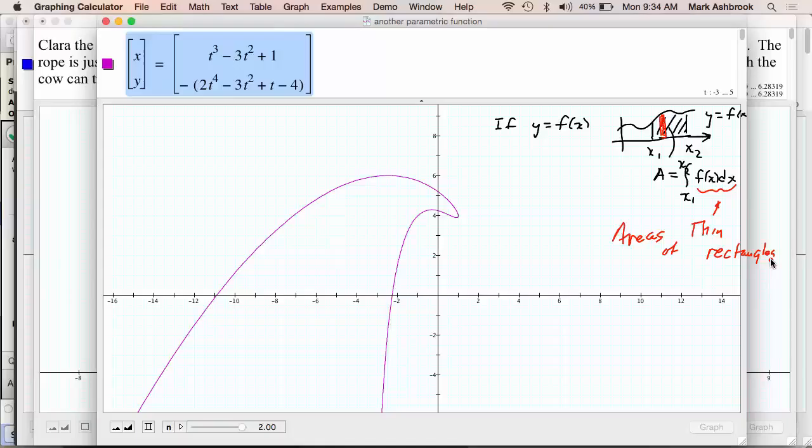And then the integral was a sum. Sum up the areas of lots of little thin rectangles as you go from left to right, x1 to x2, gives us that area under the curve. And if that curve went below the x-axis, that would have a negative effect on the total area. So integral actually computes a difference of areas, between where the areas are above and below the x-axis. So we want the same thing here. How do we do it with parametric curves?